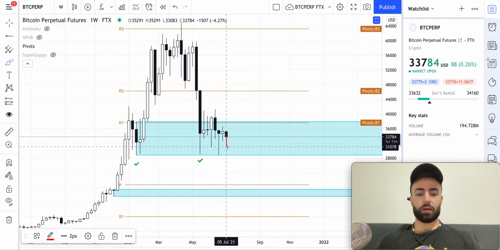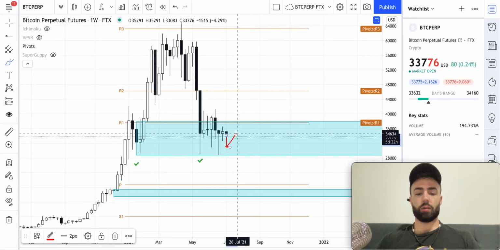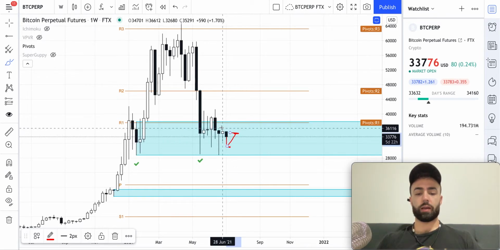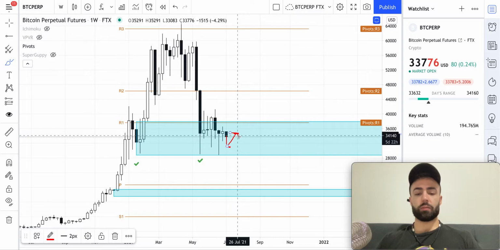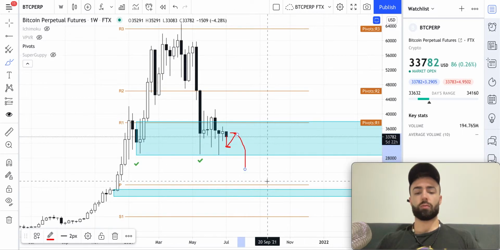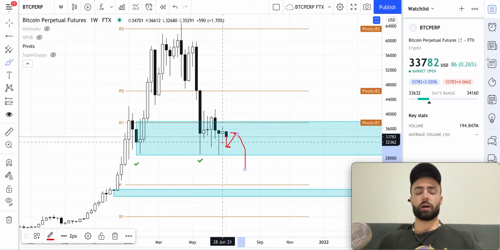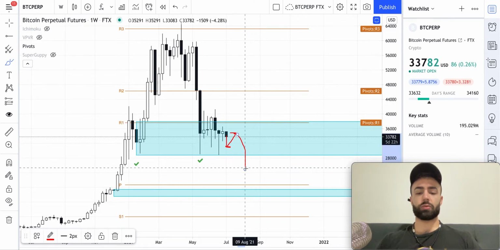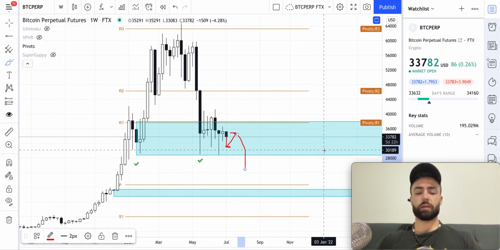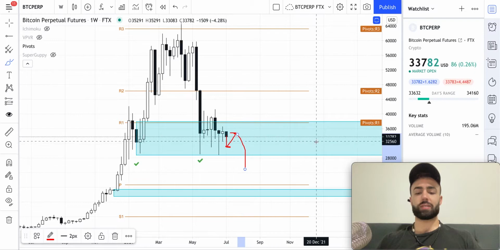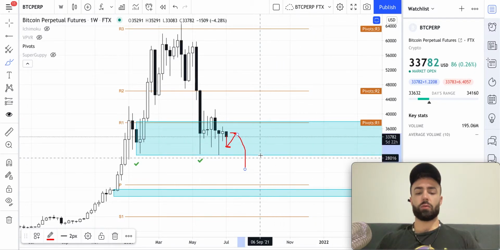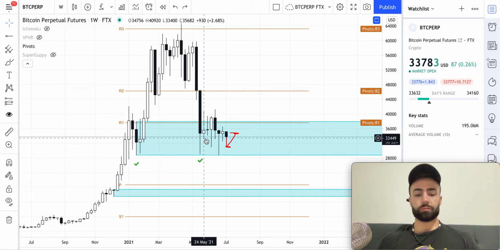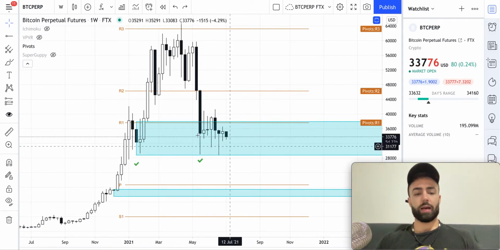So if we come down, we form a higher low somewhere above this one. Then we come up, we form a lower high in comparison to this one, and then we come down for a lower low. And if we get a lower low here and we get two candle closes below this light blue zone, this will turn into a resistance zone for price that will potentially be a shorting opportunity. So that is one scenario there.